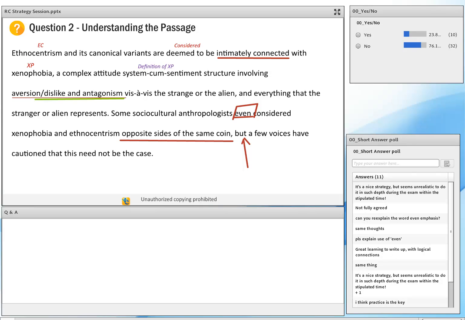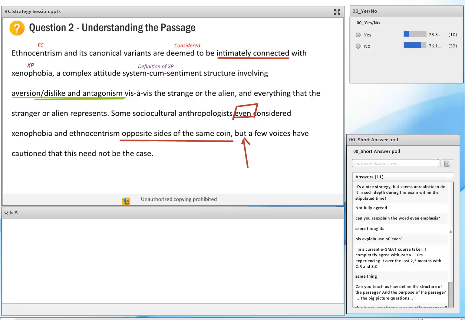And that's the stage that you will definitely get to if you apply these strategies with the firm belief that these strategies work. But if you continue to feel that these strategies are going to be time consuming, then no matter how much you try, they are not going to work. You need to have complete faith in it. Okay. Thank you for talking about it. I'm experiencing it over the last 2 to 3 months with CR and SC. Thank you. I really appreciate your confidence here, and that you're seeing all these things happen. This is not just about GMAT RC. The strategy will be useful lifelong.